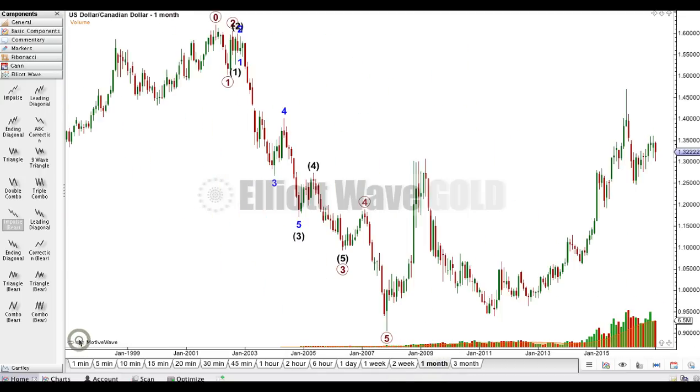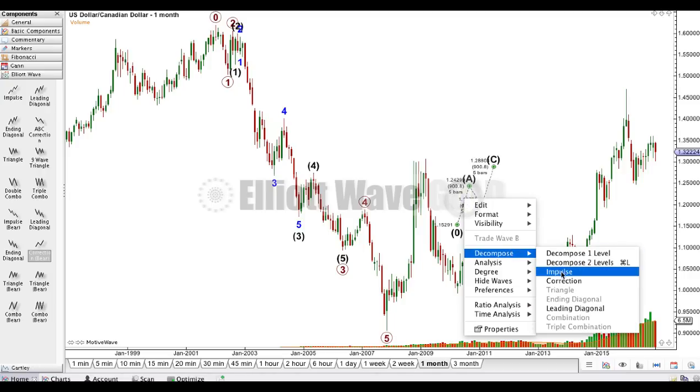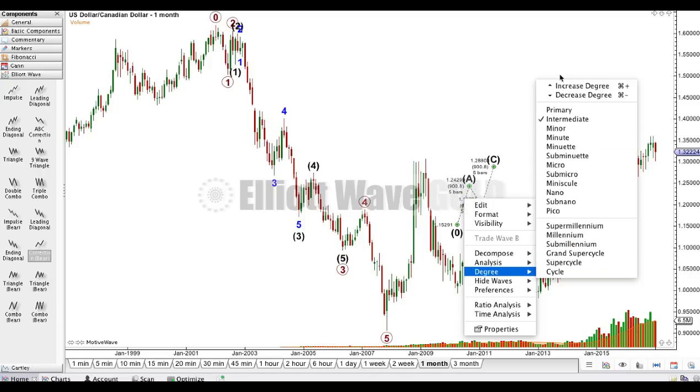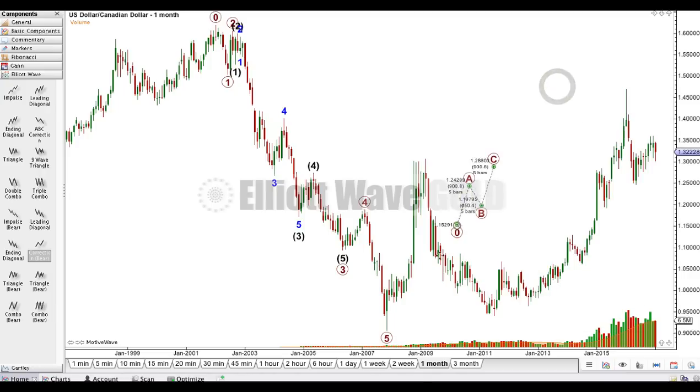So if that's a 5 down, then it should be followed by a 3 up. Okay, so a 5 in this direction should be followed by a 3 in this direction, which looks like it could be complete, but that would be a really big call to make. Let's move that up 1 degree and have this at the same degree.